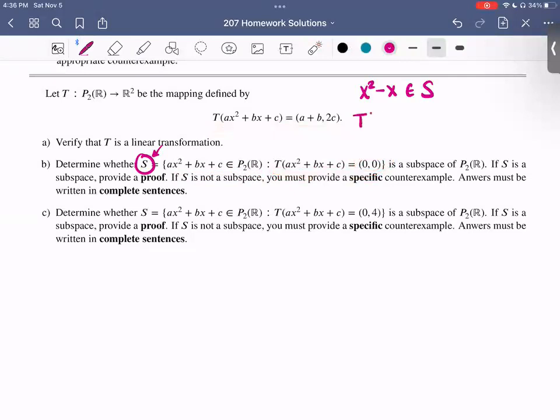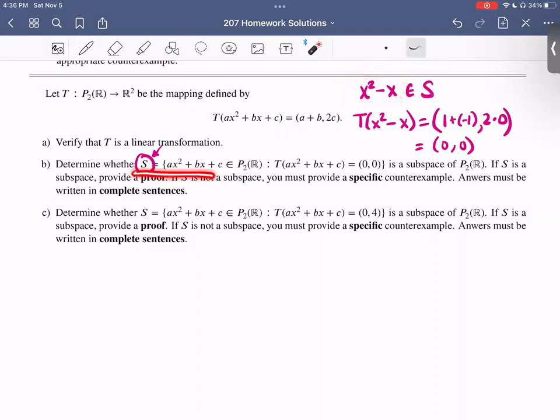Well, let's apply the transformation. T applied to x squared minus x. The transformation says, I want to add up the coefficients on x squared and x. Well, the coefficient on x squared is 1, and the coefficient on x is negative 1. And then in the second element, I want to have 2 times the constant term. Well, the constant term in this polynomial is 0, so this is 2 times 0. So I do get 0, 0. So this polynomial is in my set S.